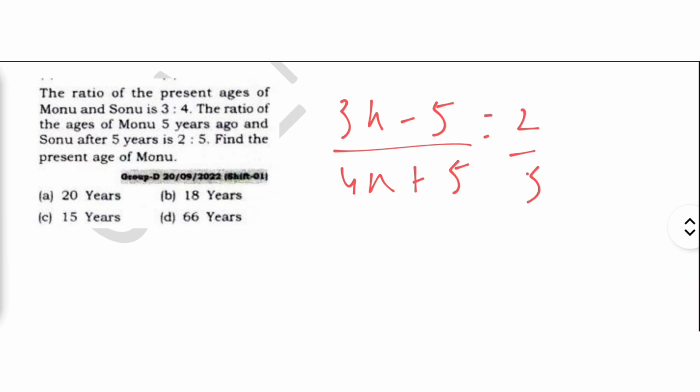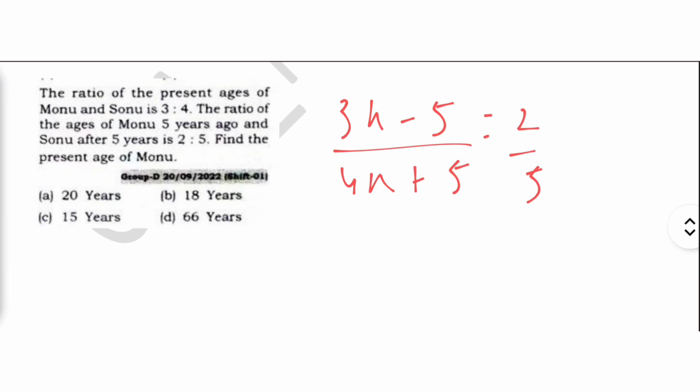The ratio of the present ages of Monu and Sonu is 3 is to 4. The ratio of the age of Monu 5 years ago and Sonu after 5 years is 2 is to 5. This is Monu and this is Sonu. Consider this as 3x, consider this as 4x. Monu 5 years ago means minus 5, and Sonu after 5 years means plus 5. This ratio is given as 2 is to 5.